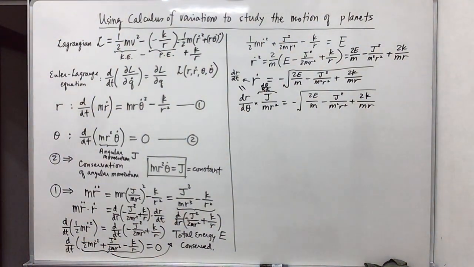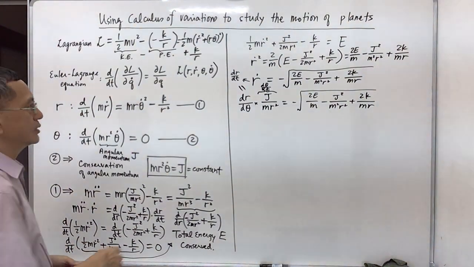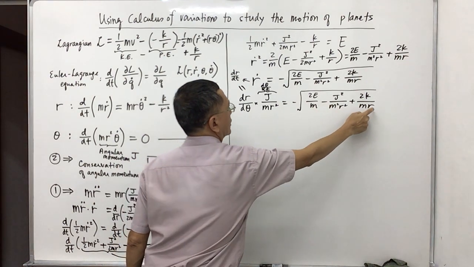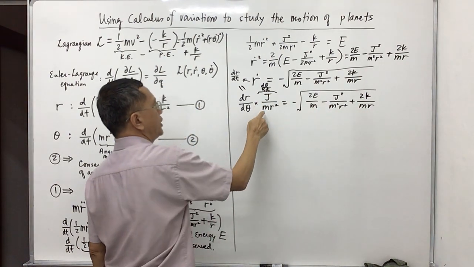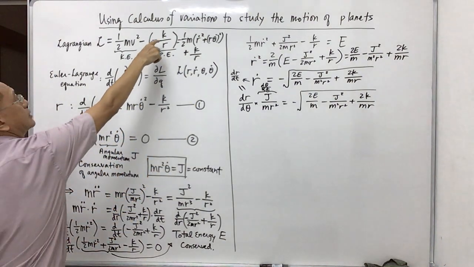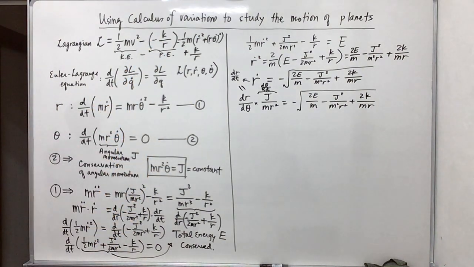Now, my aim is to find a relationship between r and theta. These are the only two variables. You can see over here, these are all constants. R is a variable, J is a constant, E is a constant, K is some constant. Everything is constant except r and theta.